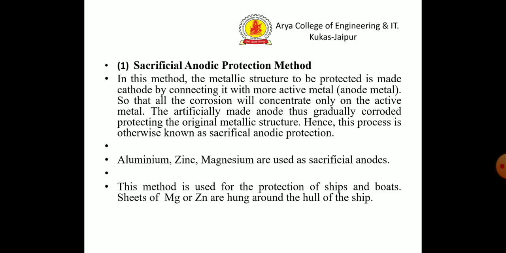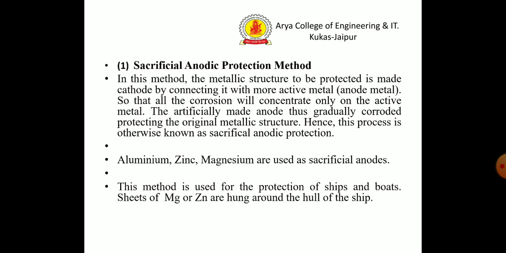Sacrificial anodic protection method. In this method, the metallic structure to be protected is made the cathode by connecting it with a more active metal, such as an anodic metal, so that all the corrosion will concentrate only on the active metal. The artificially made anode gradually corrodes, protecting the original metallic structure, and this process is known as sacrificial anodic protection.